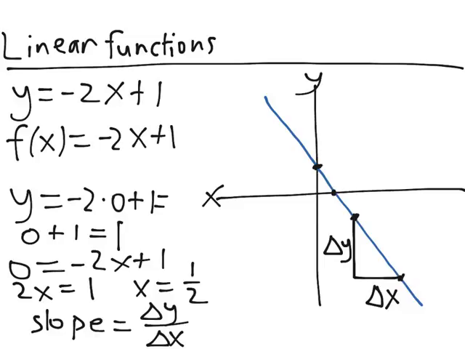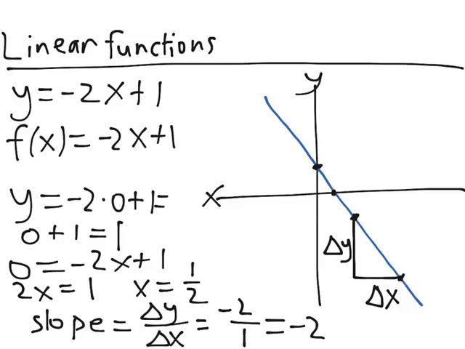Now if we actually want to evaluate the slope, let's just look at our equation. We know that y is equal to minus 2x plus 1. So if we increase x by, say, 1, then since it's multiplied by minus 2, y should decrease by 2. So if delta x is 1, delta y should be minus 2. So we can write delta y over delta x equals minus 2 over 1, which is equal to minus 2.